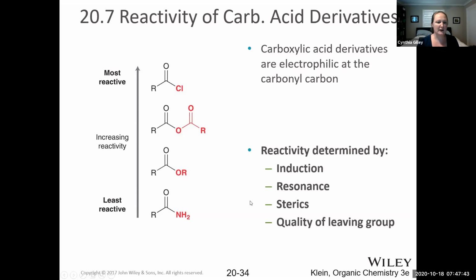In terms of quality of the leaving group, both the chloride and the carboxylate are the best leaving groups. Recall that good leaving groups are weak bases, and chloride is a very weak base. In contrast, its conjugate acid, HCl, is a very strong acid.